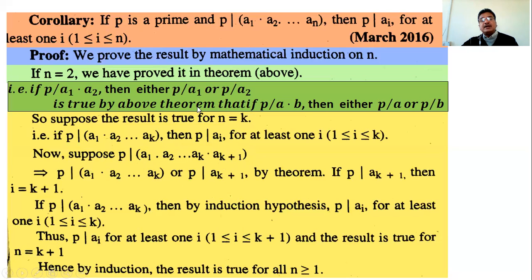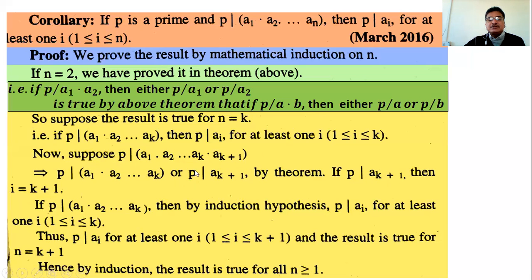And what is the above theorem? Euclid's lemma: if p divides ab, then p divides a or p divides b. But we have p divides a1 a2 ... ak or p divides ak+1. Suppose this is true, that p divides ak+1, then the theorem is true for n equals k plus 1.